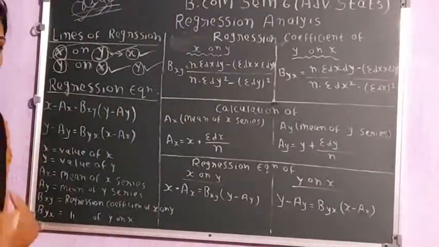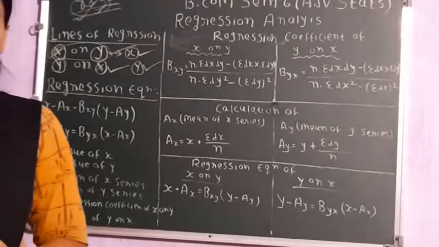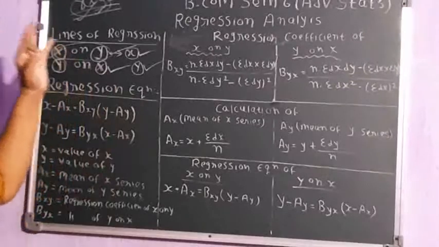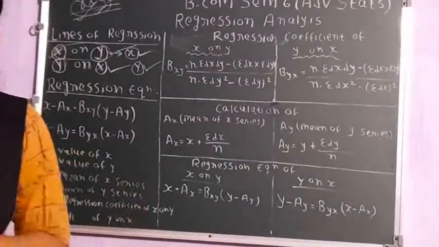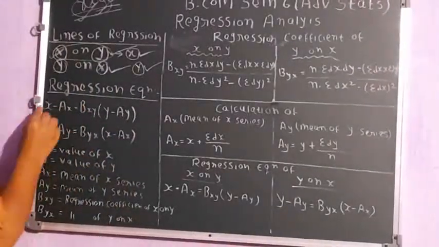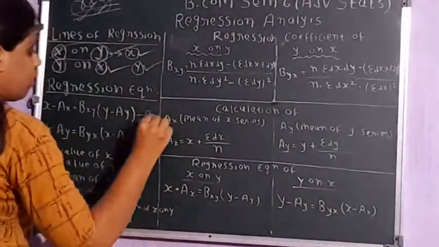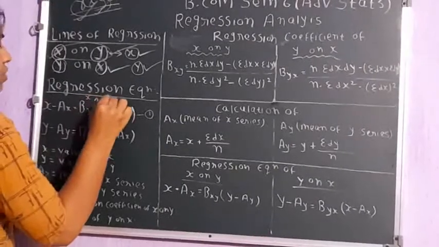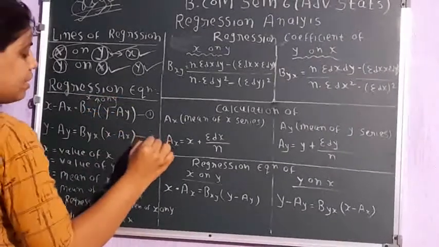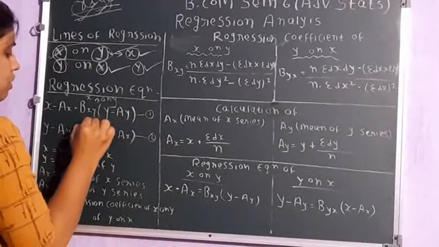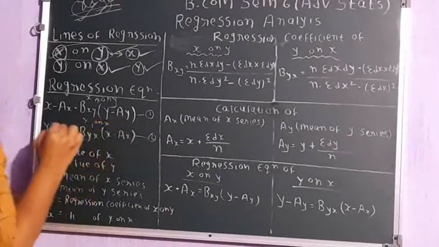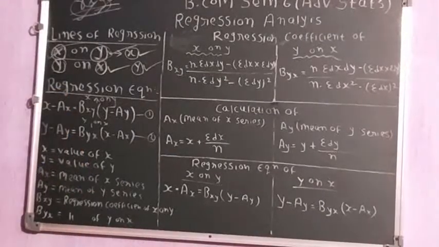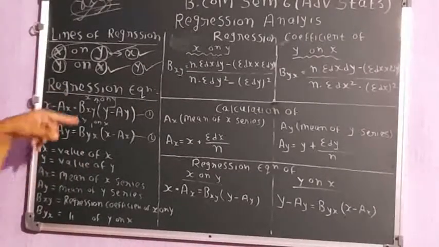Now we will come to the concept of regression equation. What is basically the regression equation? A regression equation is nothing but the algebraic expression of the regression line or the lines of regression. How is it expressed? This is the first equation, which represents x on y. This is the second equation, which represents y on x. So how is regression x on y calculated?